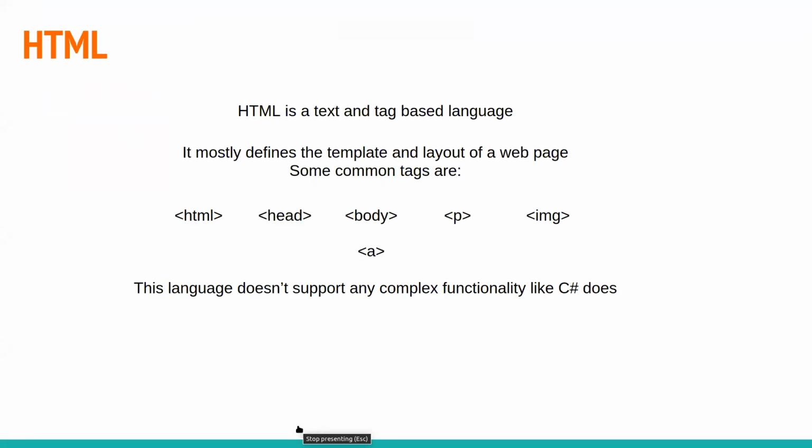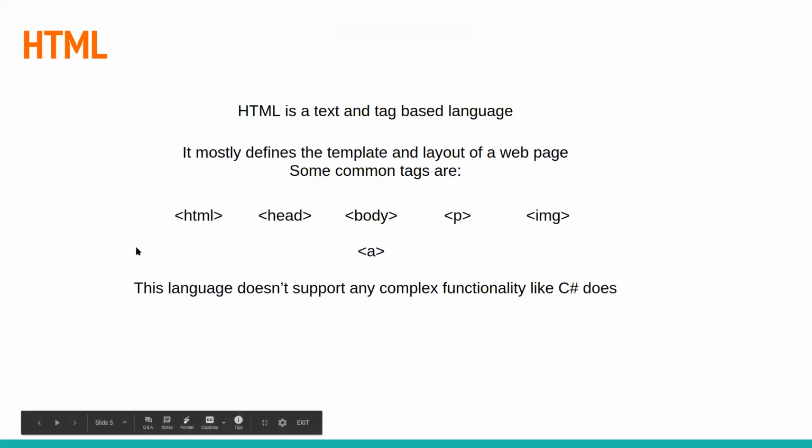The one thing you must notice about HTML is that this is a language that does not support any complex functionality. In C#, we had if statements and switch statements and for loops and while loops and all of this fancy stuff, and even the concept of addition, like adding two numbers together. HTML can't do that. It doesn't do any of that stuff. It's just for templating and for layouts.